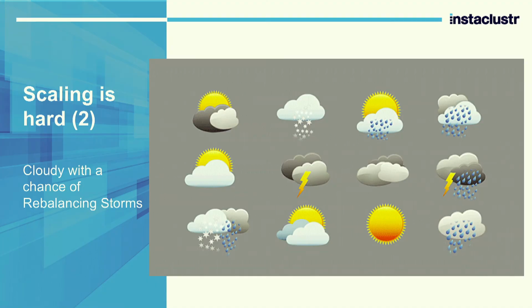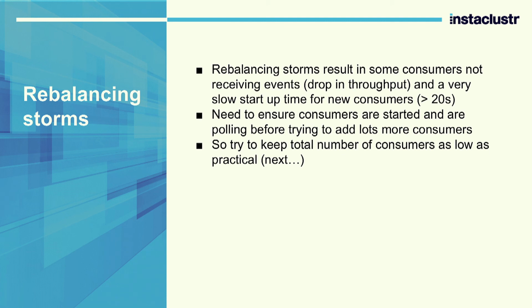Okay, the second aspect of scalability is probably not one you'll come across. Because I was doing this as an experimental system, I was ramping up the load really quickly, running it for a while, and then killing the whole system. Well, this caused a problem called rebalancing. So I was actually getting rebalancing storms. Rebalancing storms in Kafka result in some consumers not receiving events. So you get a big drop in throughput for the system, often for significant periods of time.